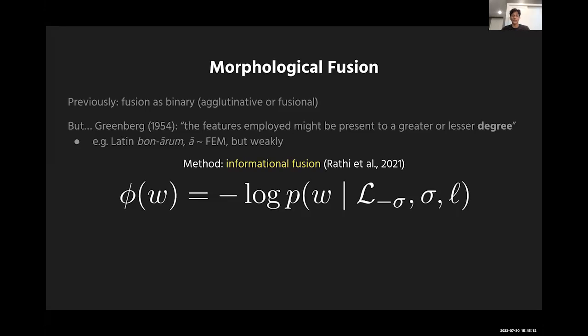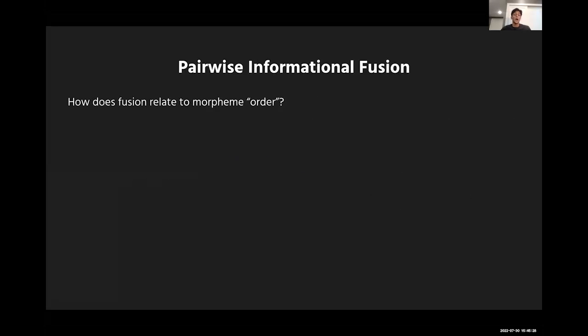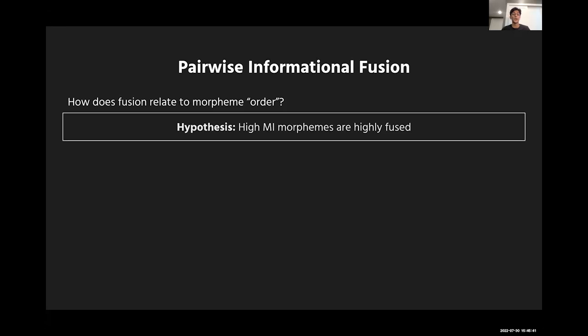To quantify this, we used informational fusion, which was introduced in Rathi et al. 2021. I'm not going to go into the specifics of how this is calculated, but the idea is that you can use a probability distribution to get a numerical level of fusion for any given form. So how does this relate to morpheme order? What we want to look at with informational fusion is what features tend to be more fused, and what causes features to be more informationally fused with one another. The hypothesis is that high mutual information morphemes are going to be more fused, and fusion corresponds to closeness in linear order.